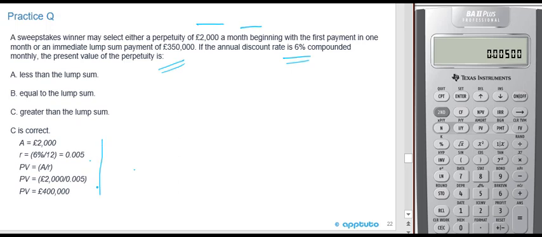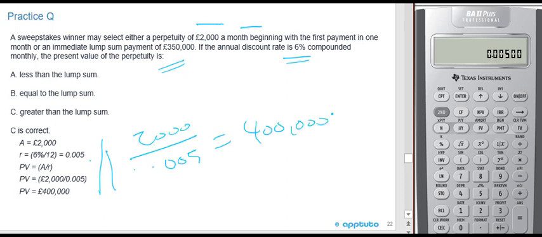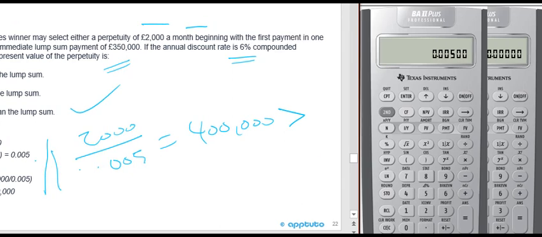So if we look at the solution to that, the payment is $2,000, no problem with that. But then our interest rate, it's 6% divided by 12, which is 0.005. So if we did the 2,000 divided by 0.005, it's going to give us $400,000, which is greater than the lump sum. So the correct answer is C.